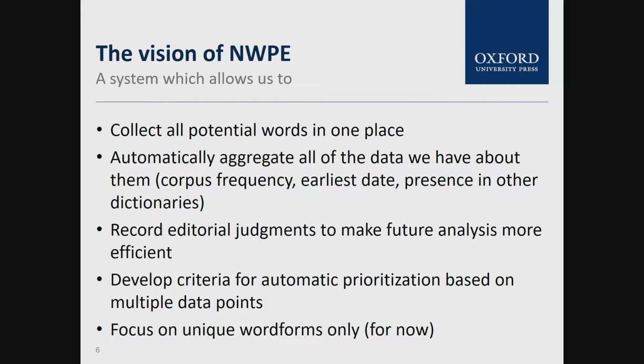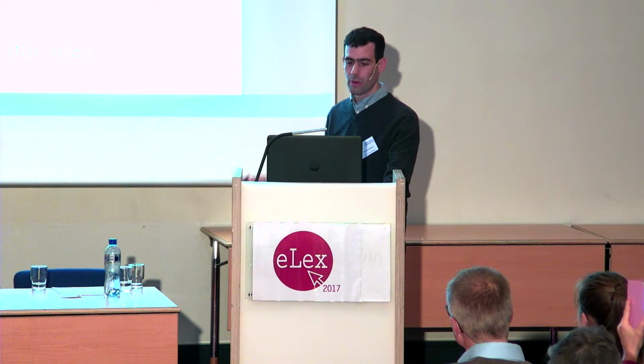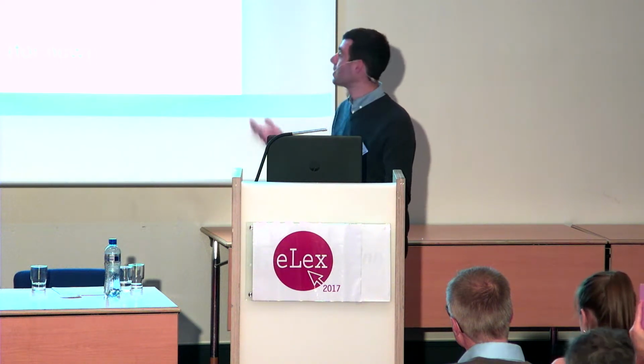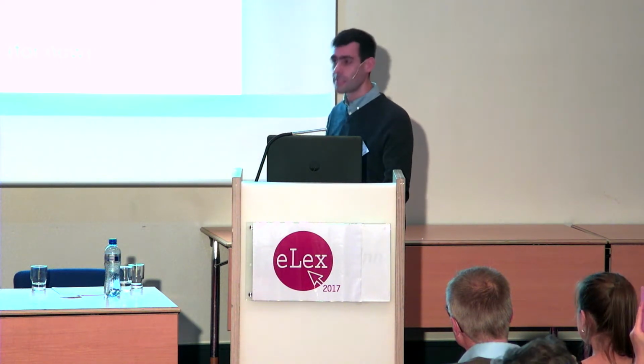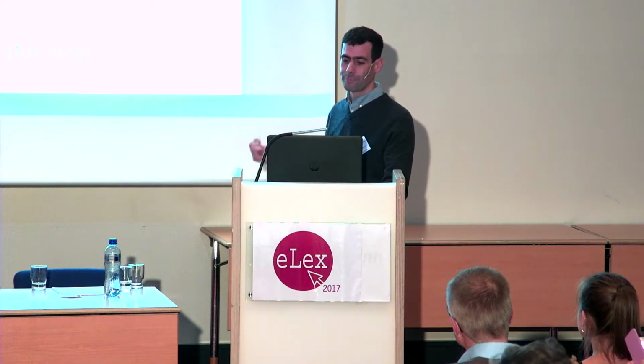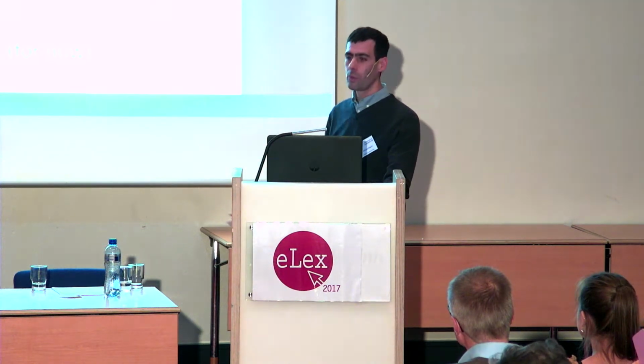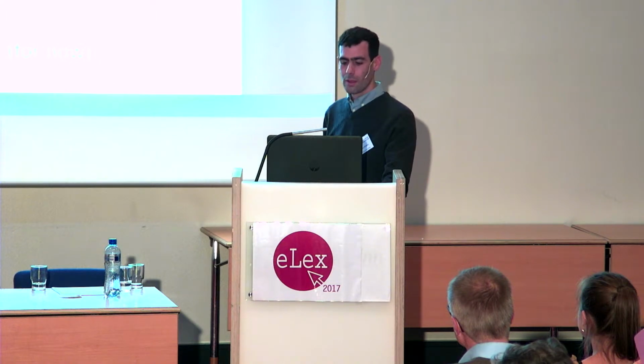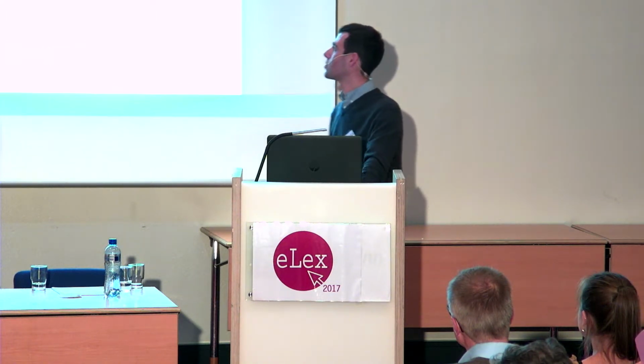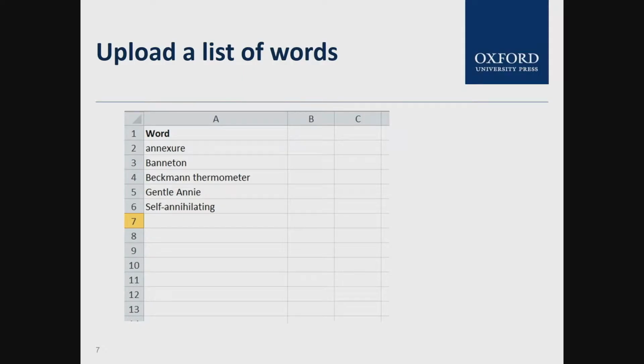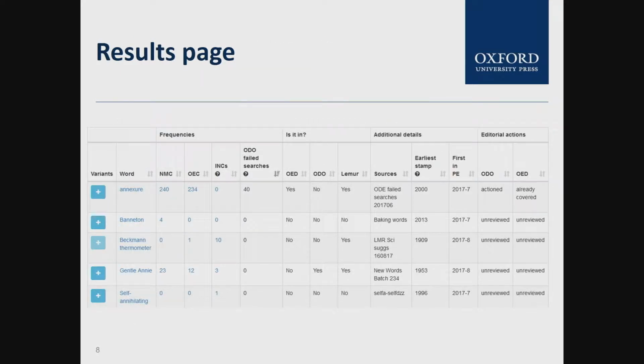We needed a way to record judgments so we don't keep going over the same ground again. In the end, use this to generate an automated prioritization score. But for now, we would start with unique word forms. So how this basically works is editors will have a list of words, which can be this short or thousands, and people have been uploading lists of thousands. They compile those into the prioritization engine and get an output that looks like this. So what we have here is the words down the left-hand side.